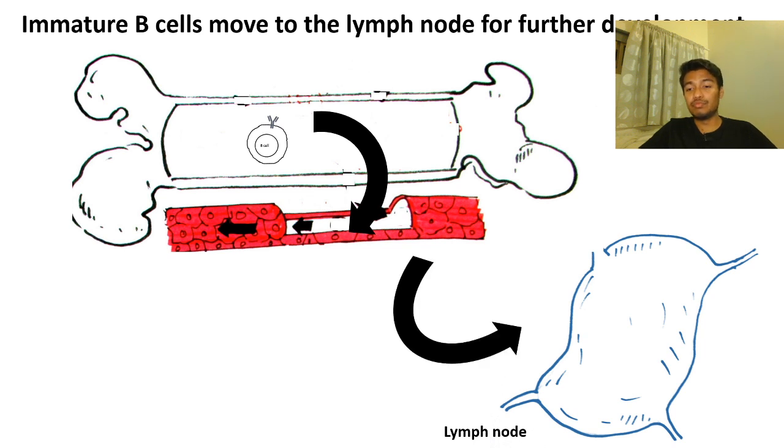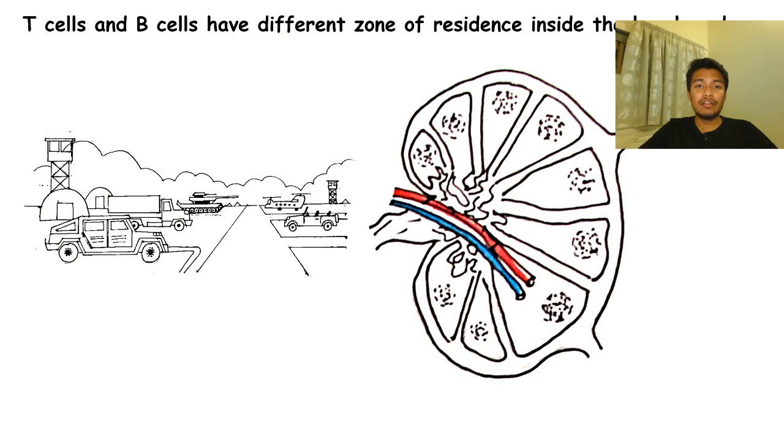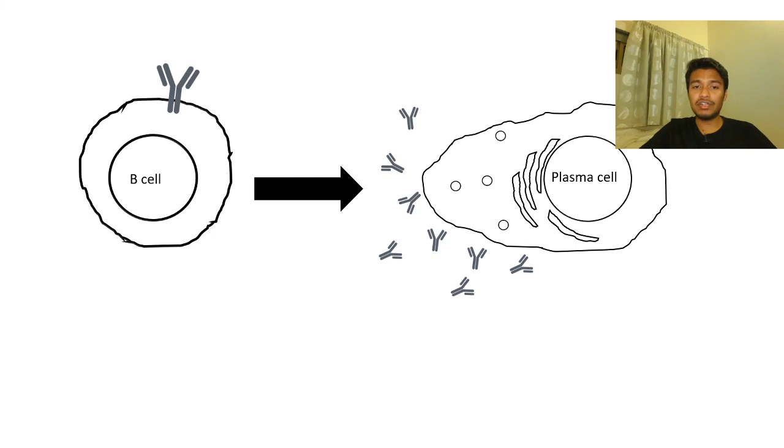Later on, B cells move to the lymph node where they learn many of the things and undergo many changes. I'm just building a platform such that I can tell you about all of these changes as we go along. Now T cells and B cells have different zones inside the lymph node for their residence, right? The lymphoid follicle, the paracortex, etc. We have already talked about it.